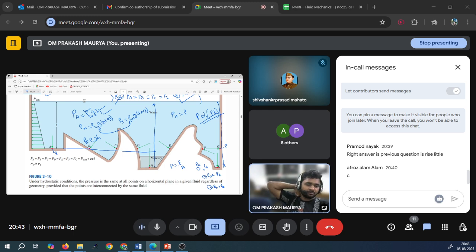Just please try to think, write your answer, because here it is an inverse relation. If the area is reduced, then the pressure will increase. So definitely your option B is correct here. Option B is correct here.